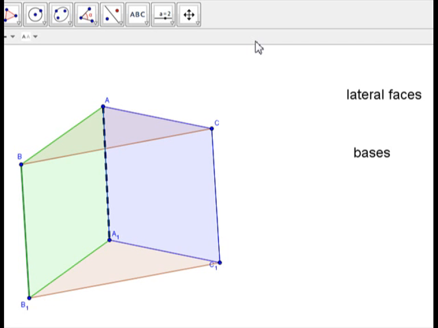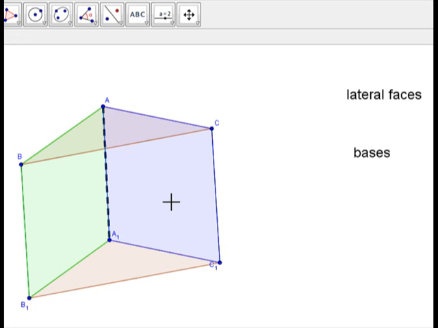So I'm going to show you an example here of a triangular prism. A triangular prism has these two congruent triangles. You see triangle ABC and then A1, B1, C1. And what we've done is we connect the vertices. You connect A to A1, B to B1, and C to C1.